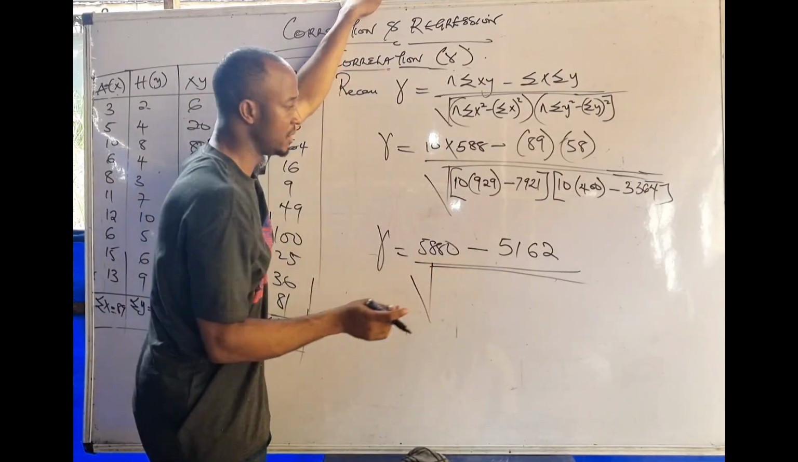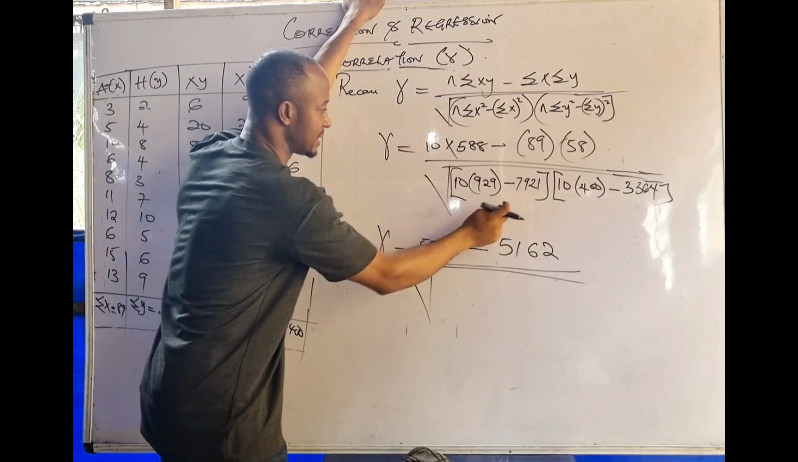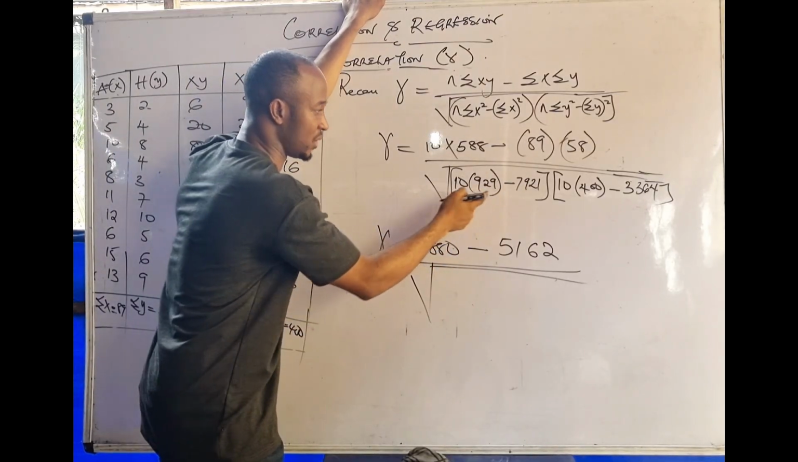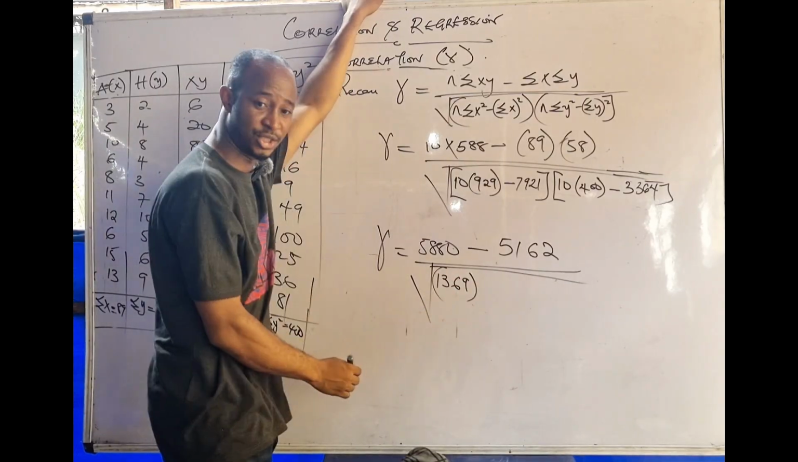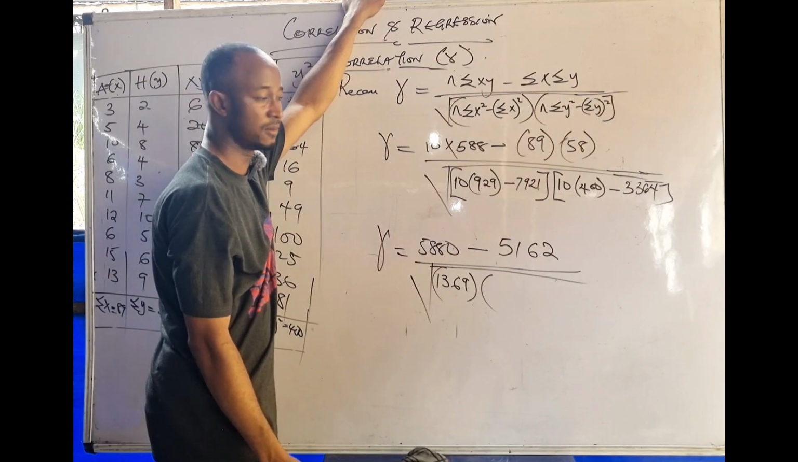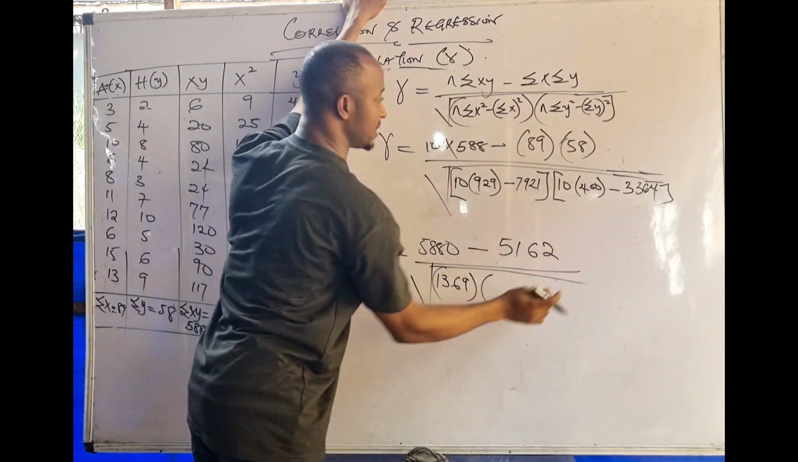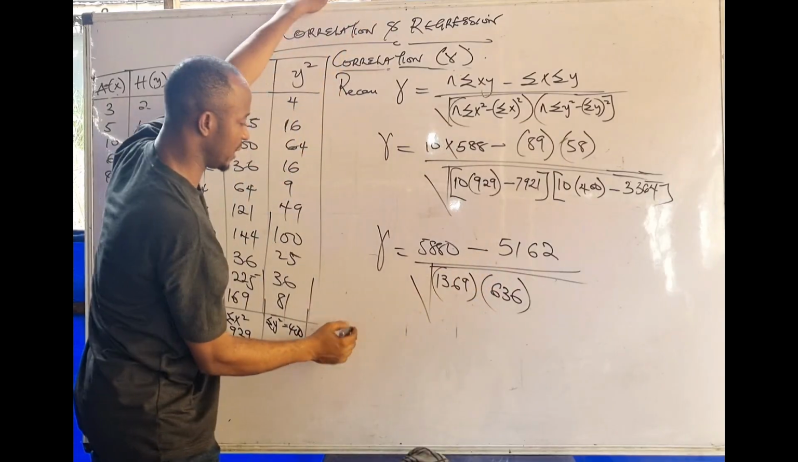So what do you do for me? Multiply this, then subtract from this. Meaning 9290 minus 7921. Times, multiply 400 by 10, then subtract from this. What do you have? 4000 minus 3364. Are you guys sure? Subtract the numerator. What do you have?